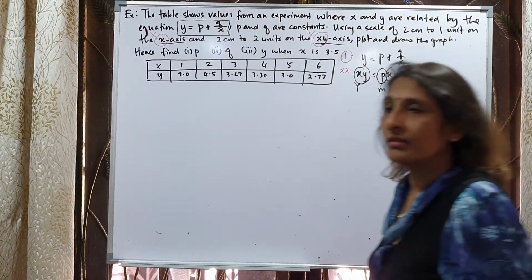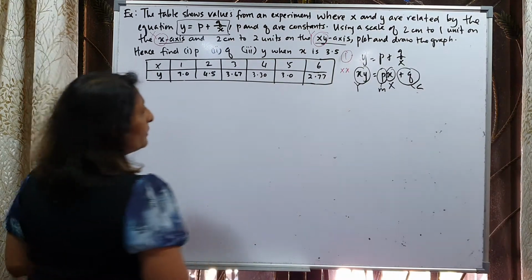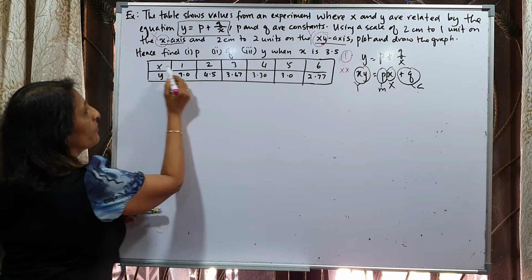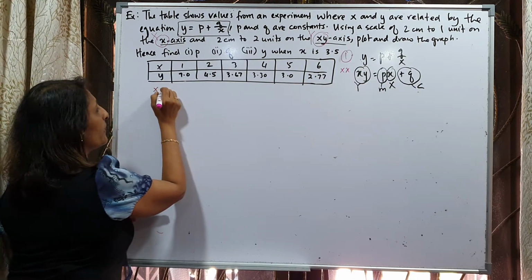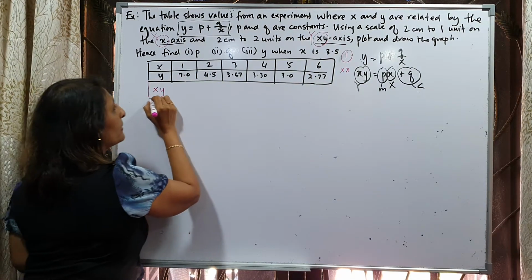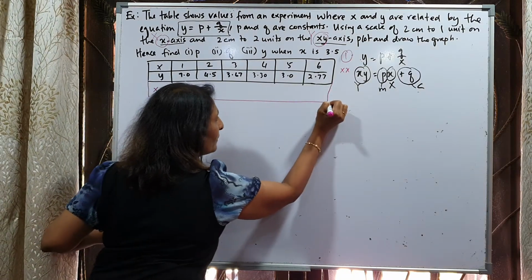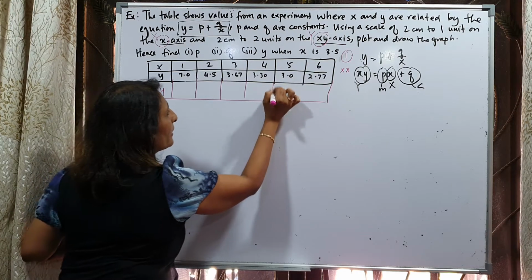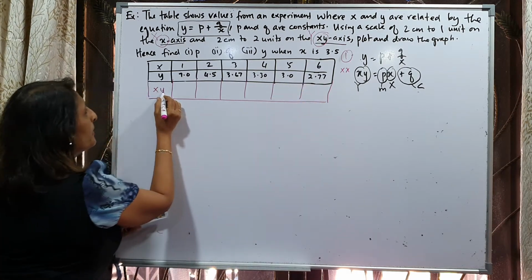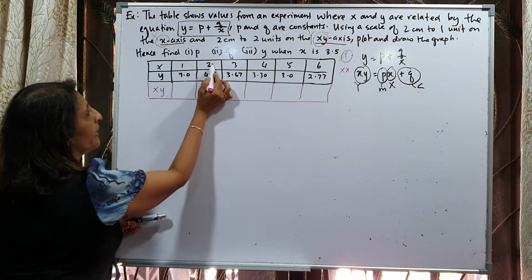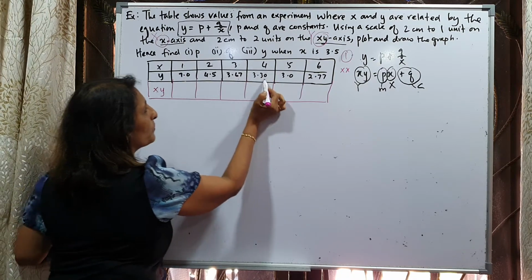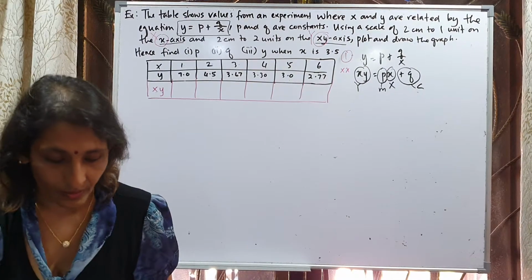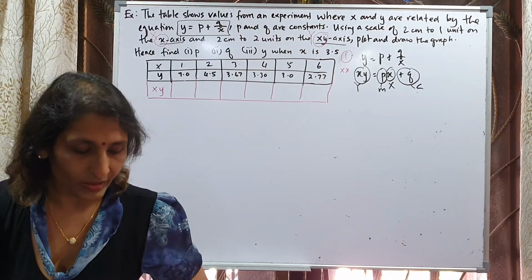Now we go on to the graph. In order to plot x against xy, I have values of x, but I do not have values of xy. So you need to expand your table and find all the xy values. xy means x times y. You have to calculate them one by one. I show you the answers now.